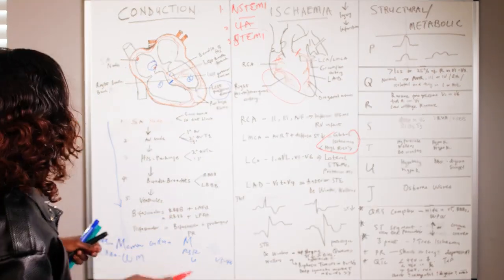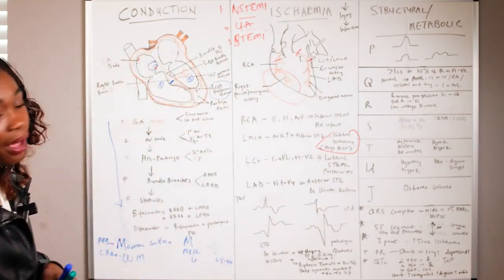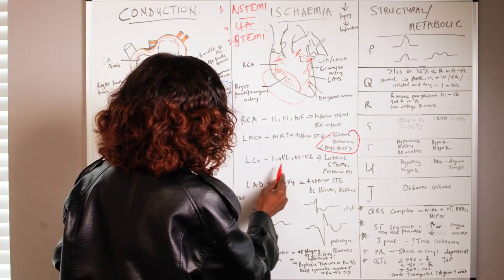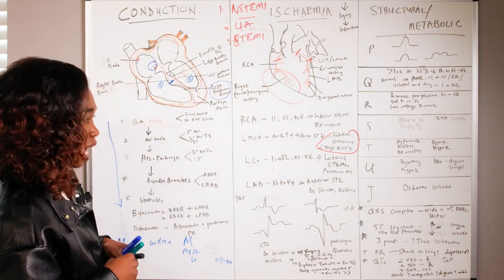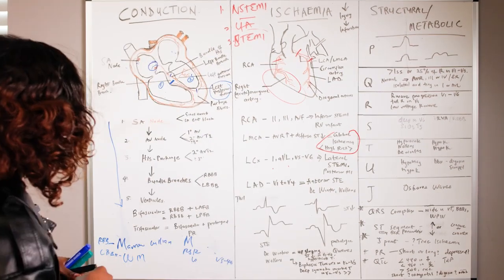If, on the other hand, you had a blockage here of the left circumflex artery, what happens? You have a lateral ST elevation MI. And that's where you have leads I, aVL, V5 to V6 with a lateral ST elevation MI. It can also occur with posterior myocardial infarction.